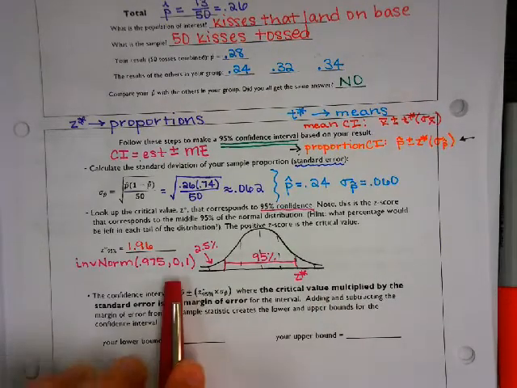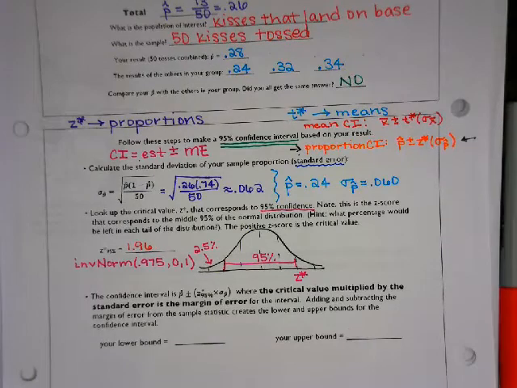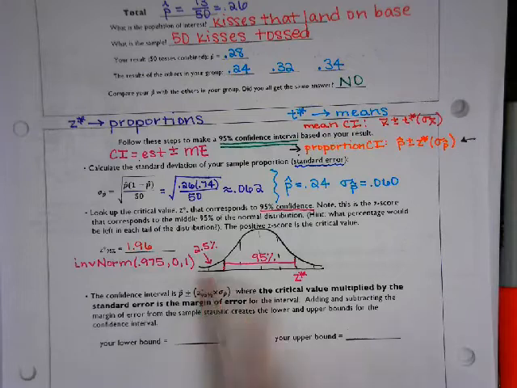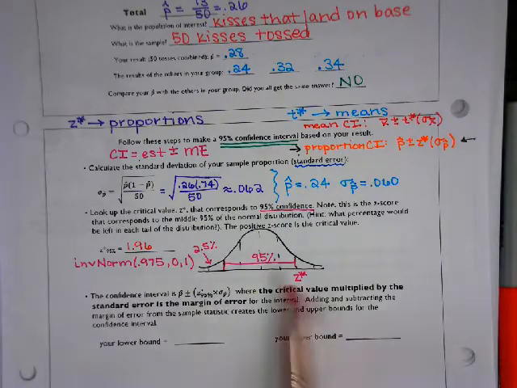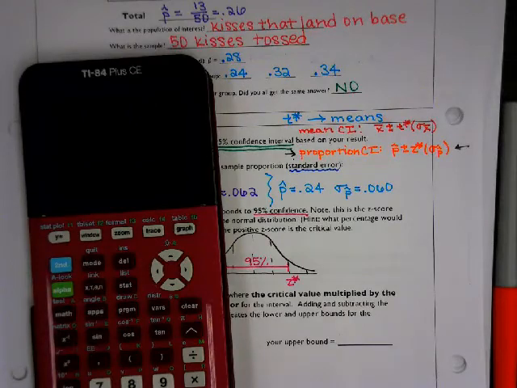Some of the newer ones will ask about a tail, and if yours asks about a tail, you could do 95% and say you're looking at the center, and you wouldn't have to add that extra little part. But most calculators don't have that, so we need to just remember to add the extra little tail.